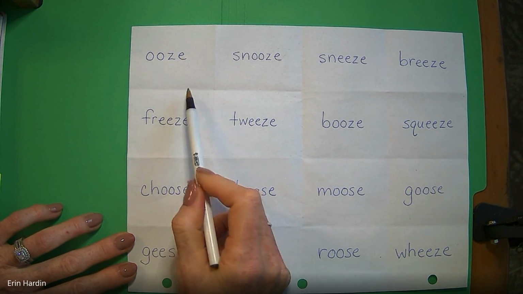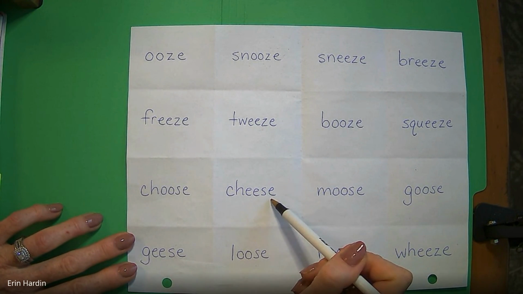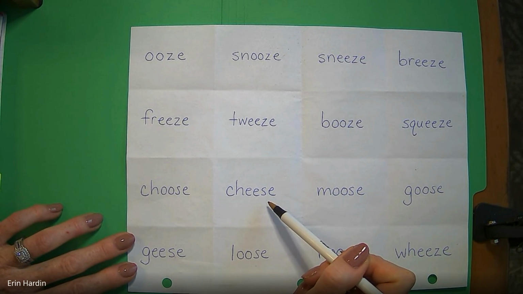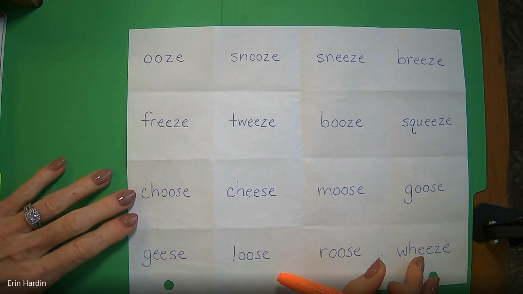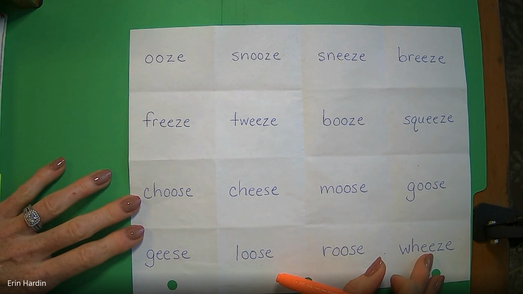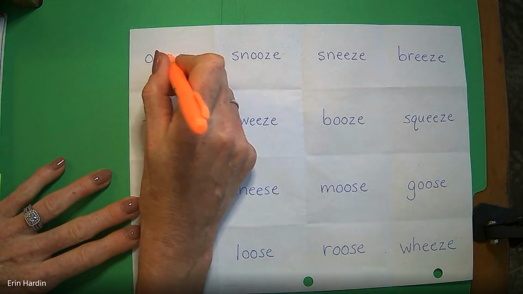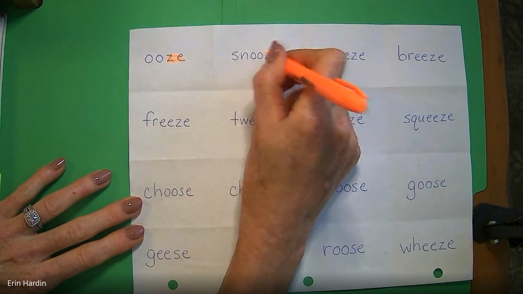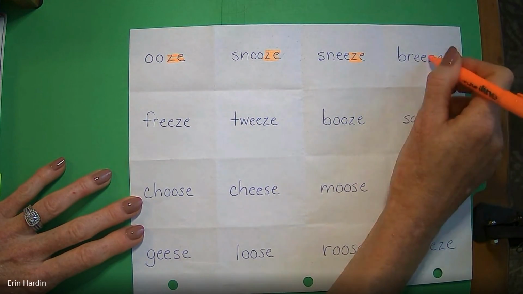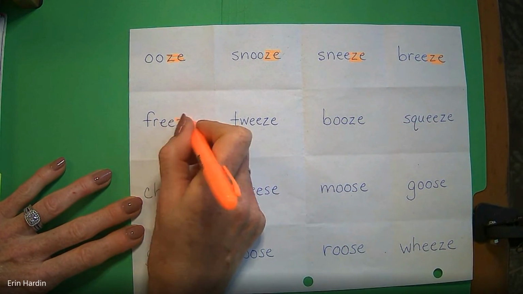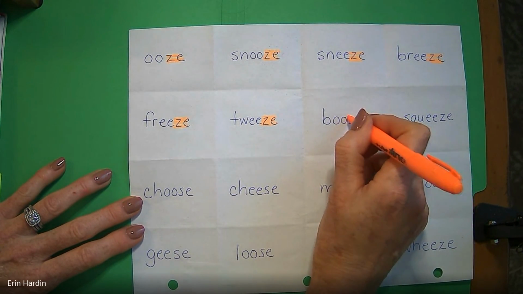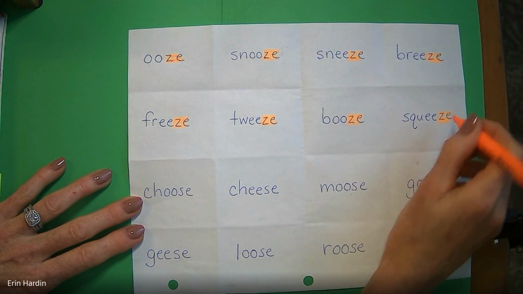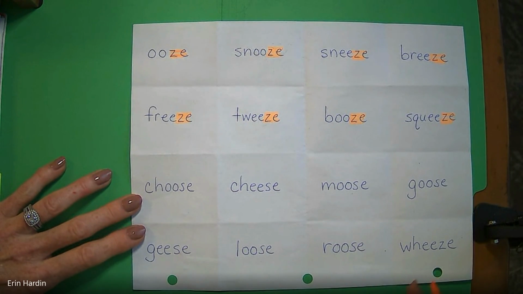Sometimes we know ze says z, but se can say 2 sounds. It could say s or z. So for marking the skill, I might have the student just go through and find all of the words that end in ze, and we're going to highlight and say that sound z. They can go through, z, z, find all the ze, just like we would do with the other skills. Highlight and say the sound z, z, and so on until we get all the ze.